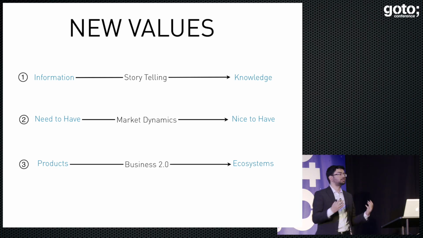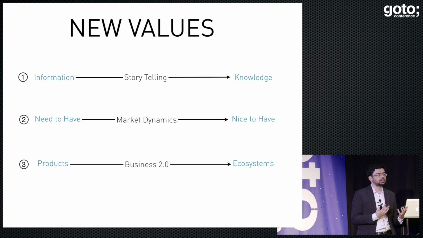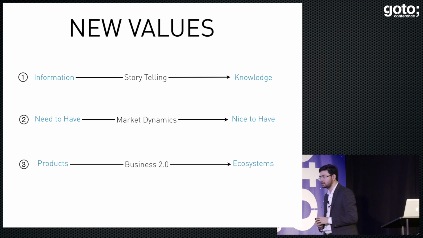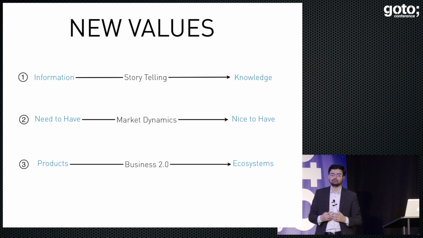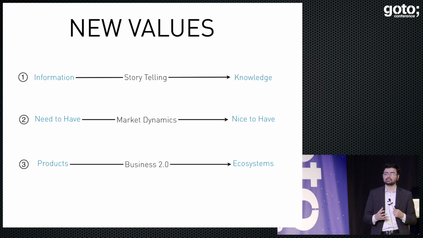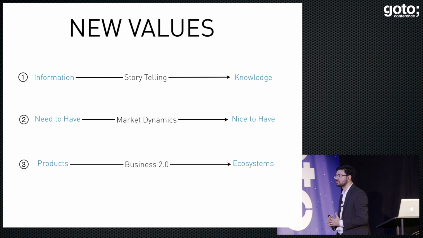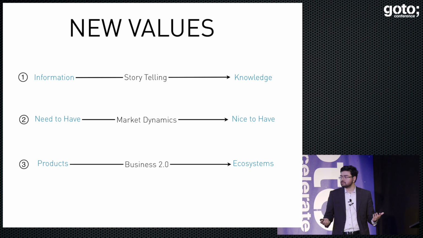So anyway, the summary of my story is that the information to knowledge gap is a story question. If you can tell beautiful stories with that, you can easily transform information into knowledge, hopefully. The market dynamic situation: there's a need to have versus nice to have gap. And I think that's where the play is. Which angle do you come in from? Are you coming in from need to have to the nice to have, or the other way around? That's an important question to ask yourself. And last but not least, of course, the product to ecosystem story. Business as usual doesn't make sense. So what's that new story?